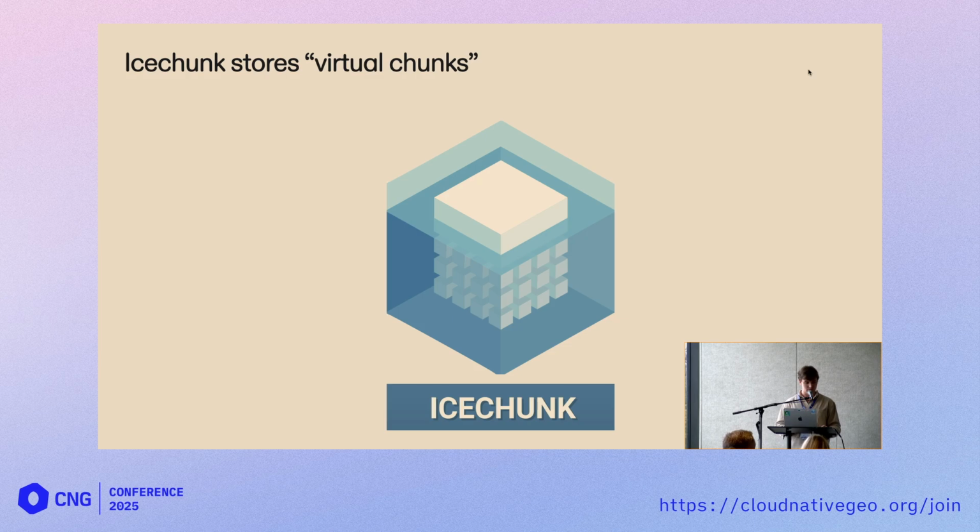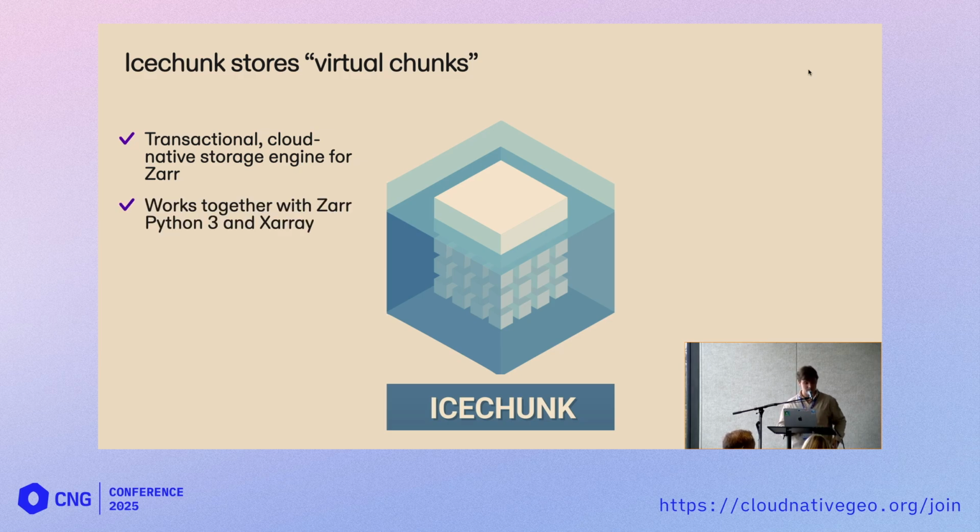IceChunk is really cool. It's open source software from Earthmover and a file format. It's really technically a transactional cloud native storage engine for Zarr. It's really like a serverless OLAP database. It works together with Zarr Python 3 and Xarray. So if you have code that reads Zarr, your code can read IceChunk. And so the Xarray community can just immediately adopt IceChunk.